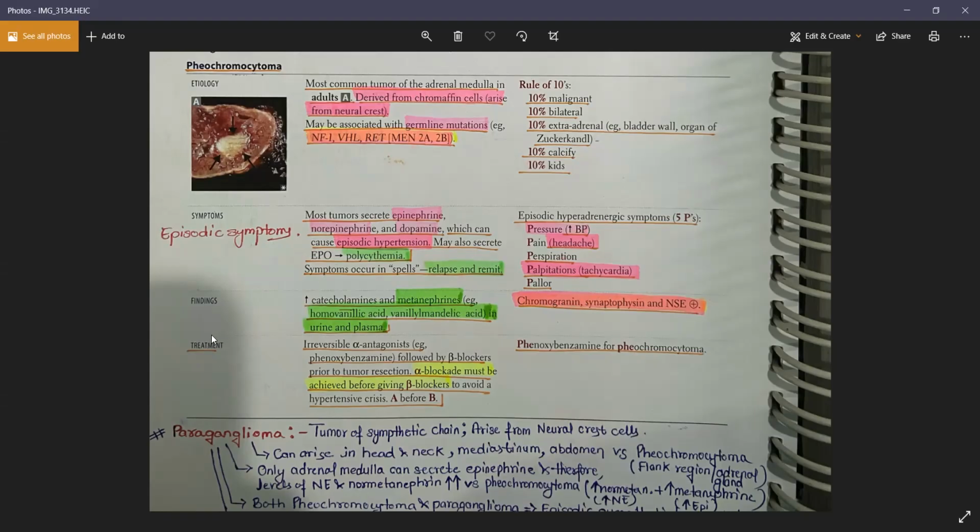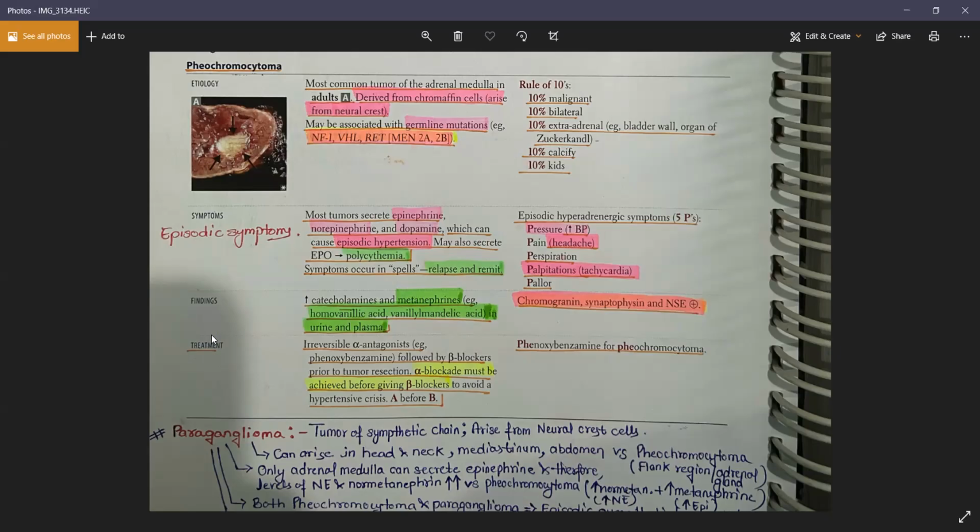Okay, what is the treatment? We have discussed that already. You need to give the patient alpha blockers first before giving beta blockers. So first give the alpha blockers, then give the beta blockers, and then operate on the tumor. But why do you need to give the patient alpha and beta blockers while doing the surgery?